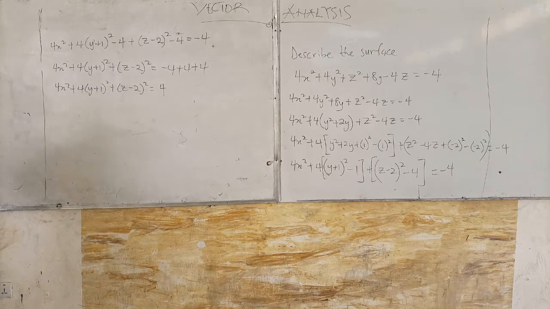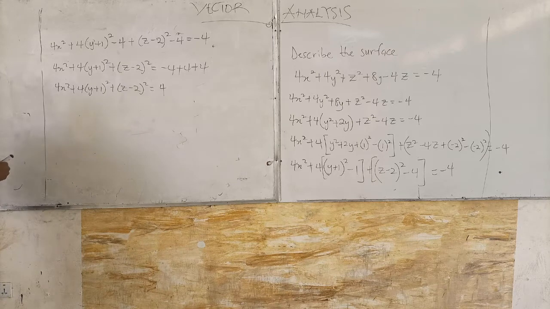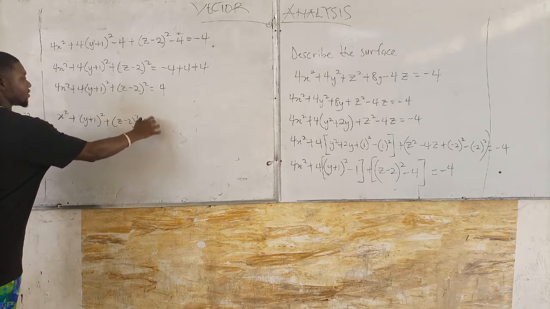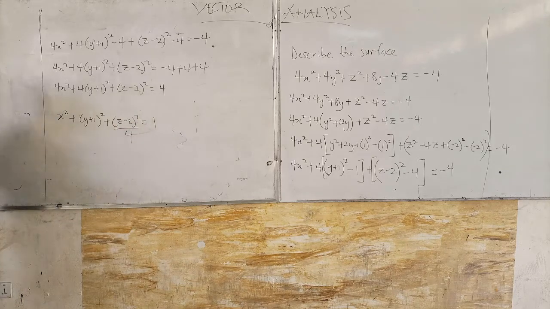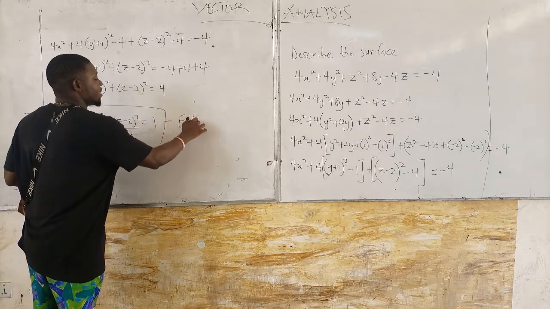So from here, that's where someone will stop and say it's a sphere. Can we conclude that it's a sphere? No. Because for a sphere, we said what? The coefficient of the variables should be the same. x squared has the coefficient, y squared has the coefficient, but what about z? z does not have the same. So that means we have to divide through by what? 4. If we divide through by 4, we are getting what? So this becomes what? Ellipsoid. This becomes an ellipsoid.